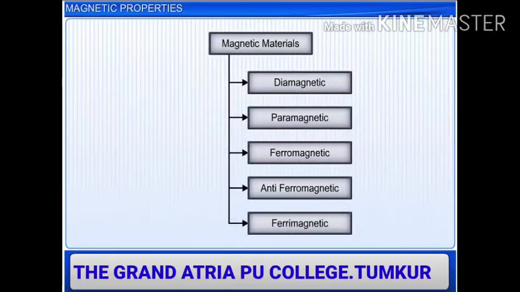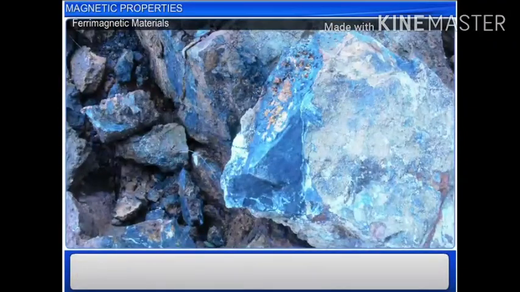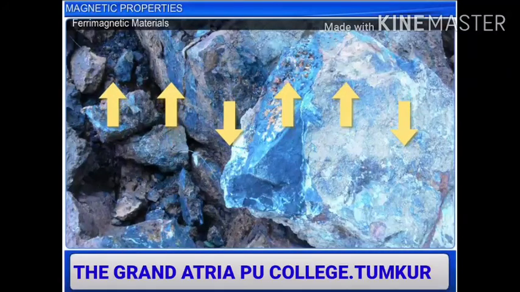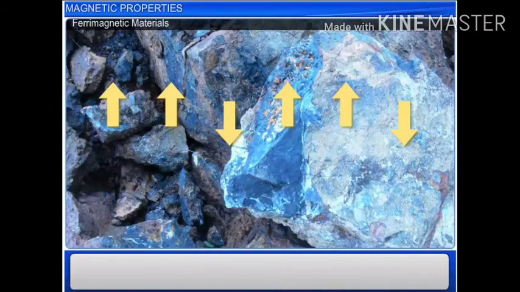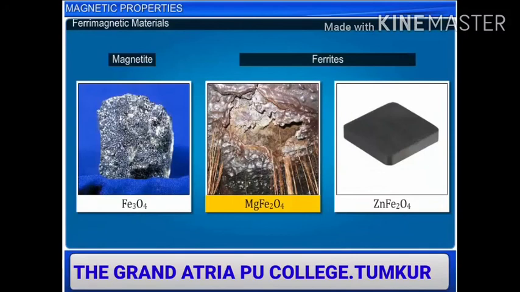Finally, let's look at ferrimagnetic materials. Ferrimagnetism is observed when the magnetic moments of the domains in a substance are aligned in parallel and anti-parallel directions in unequal numbers. These substances are attracted more weakly by a magnetic field as compared to ferromagnetic substances. Magnetite and ferrites like MgFe₂O₄ and ZnFe₂O₄ are some substances that show ferrimagnetism.